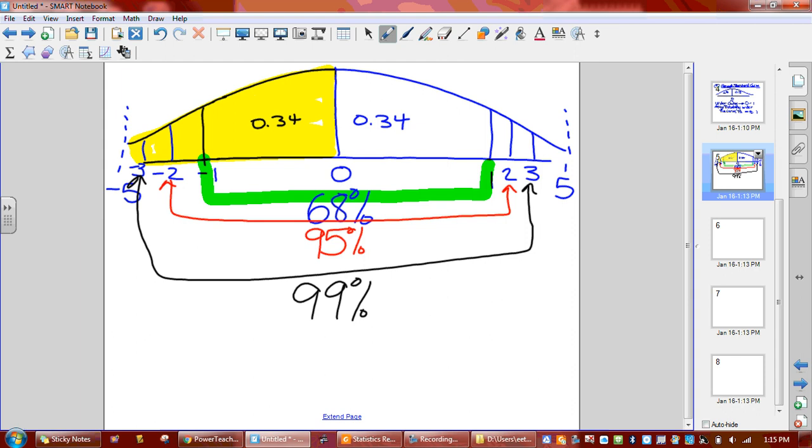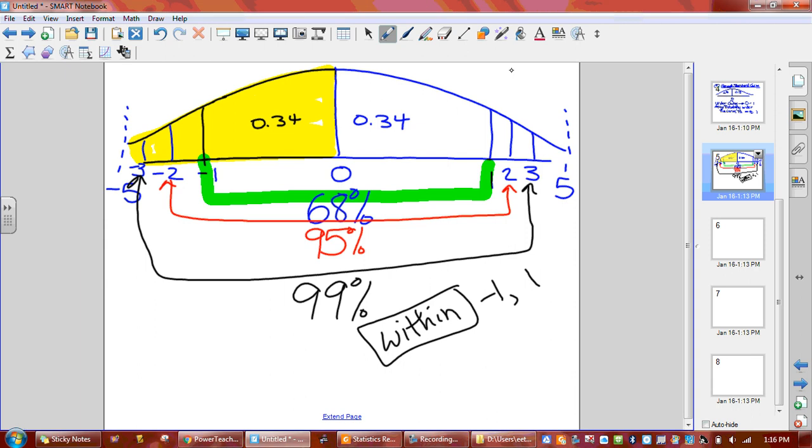So you've got 68% that's called within. The word within means from -1 to +1, so from the negative number to the positive number. If it says within 2, that means from -2 to +2. Within 3 means -3 to +3. Okay? And that's how much data it's talking about.